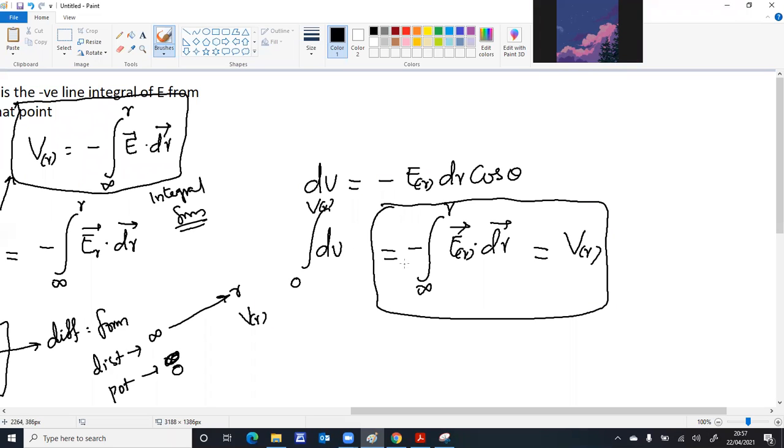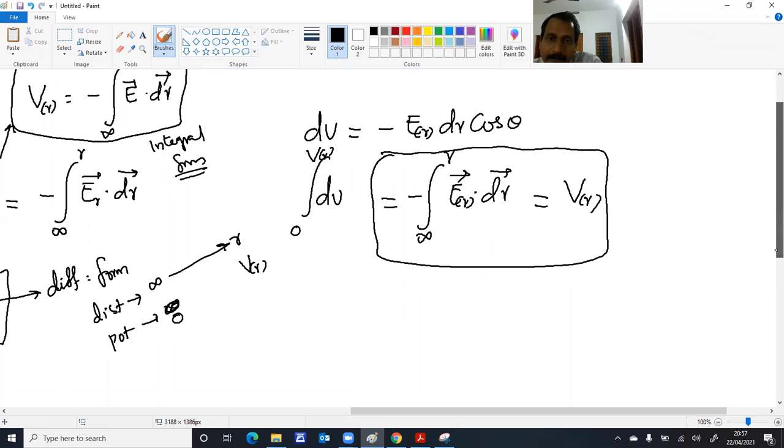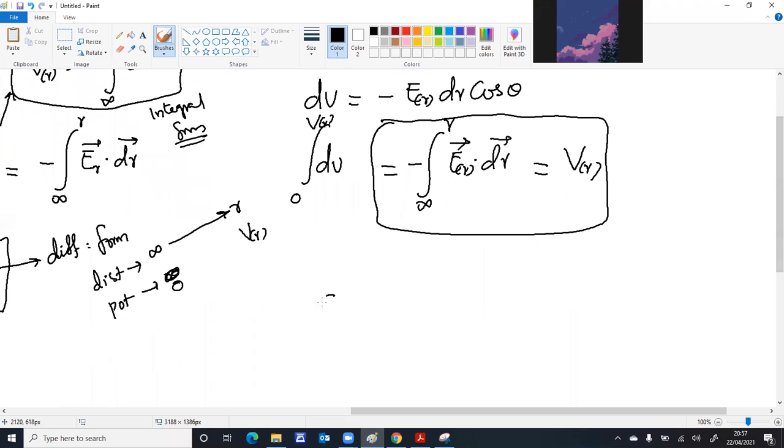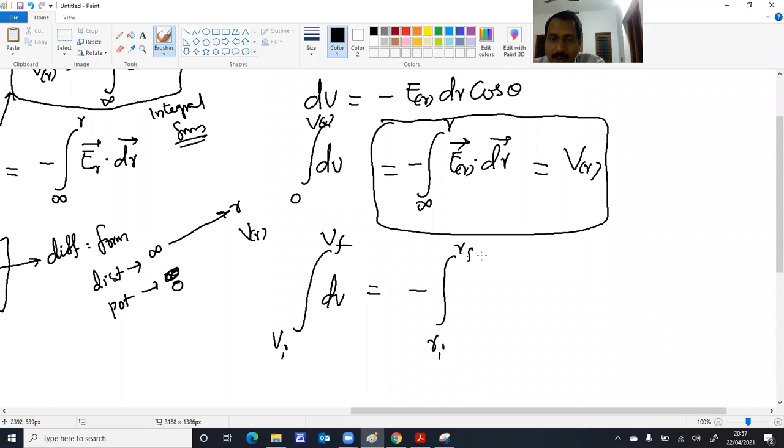Yes, sir. Now it's between 2 points. What will happen? So we'll take the limits as B final and B initial, and it'll change in V, delta V. This will be R initial to R final. That time this will be V final minus V initial.